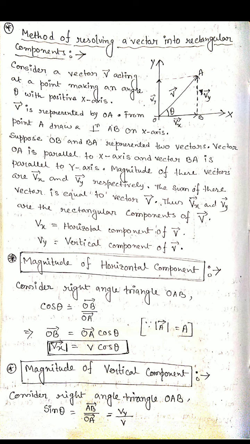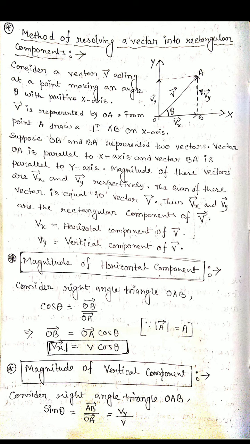Now if we put the values, OB equals OA cos theta. OB represents the Vx vector, and OA means the V vector, times cos theta. Here we use the magnitude, the modulus sign. That's why the modulus of Vx vector is only Vx, so we write V cos theta. Don't use the vector sign there.